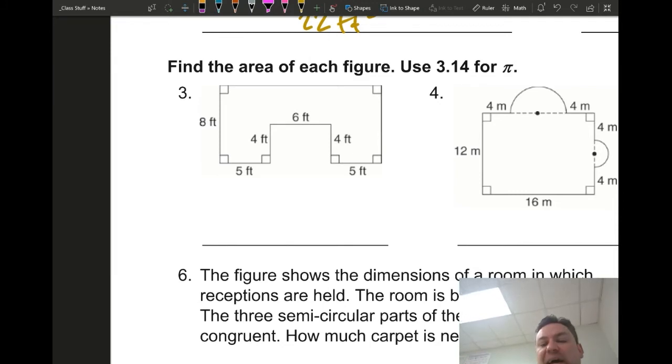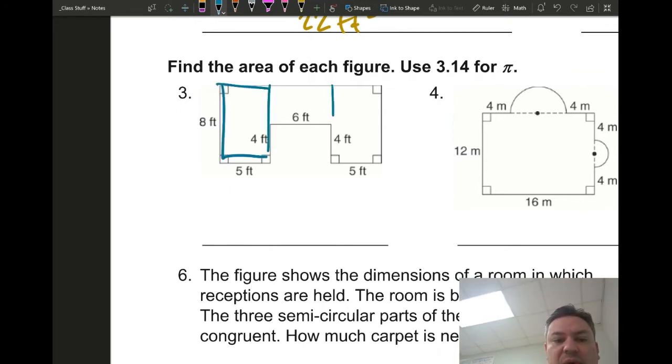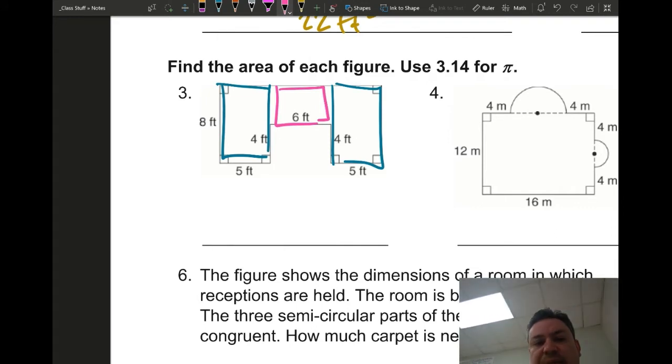So the first step I'm gonna do is break this into rectangles. I can see that I have a big rectangle right there. I have another one just like it over here, and I'm left with this one right there. Now, the 2 blue ones in this one are the same. So if I find the area for one, I can just put it on the other one as well.